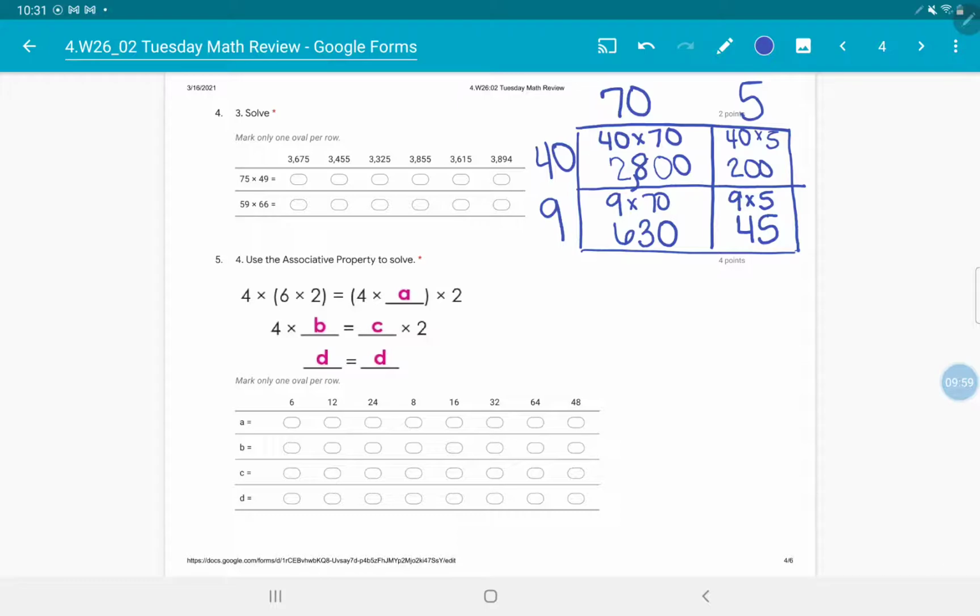All right, so I notice when I go to add these, if I add 2,800 plus 200, what do I get? 3,000. Yeah, that 800 and the 200 equals 1,000, which would make that total 3,000. Okay, so now I can add 630 and 45. That makes 675. And then if I just put those together, my answer will be 3,675.